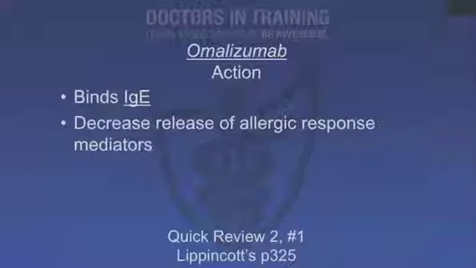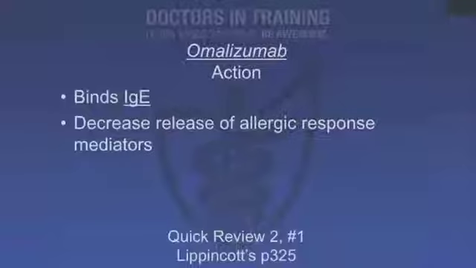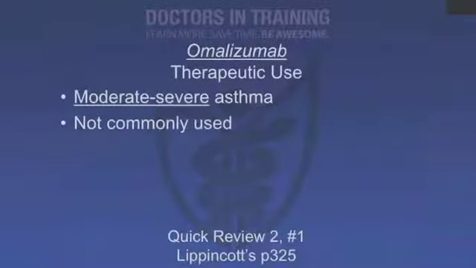And the last one, omalizumab. It's a recombinant monoclonal antibody. So it's an antibody that binds to IgE, and IgE is an important mediator in allergies and asthma. By doing so, it's going to decrease the release of your allergic response mediators. It can be used for moderate to severe asthma, but it's not commonly used. It's very expensive.